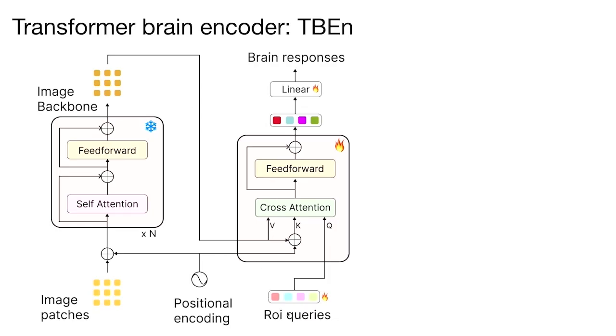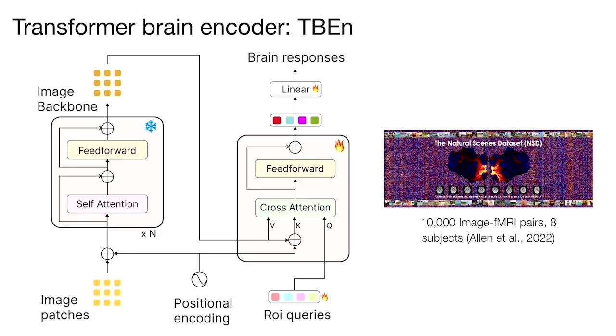We could actually learn all of these for all the regions of interest that we have in parallel. Each of them learns a query that attends to the features, and then it gives you the tokens, and those tokens would be linearly mapped to only the voxels or units in that specific brain area. We trained this network on the Natural Scenes Dataset, where there are 10,000 image-fMRI pairs for 8 subjects. 4 of them completed all the sessions, so we test on those.